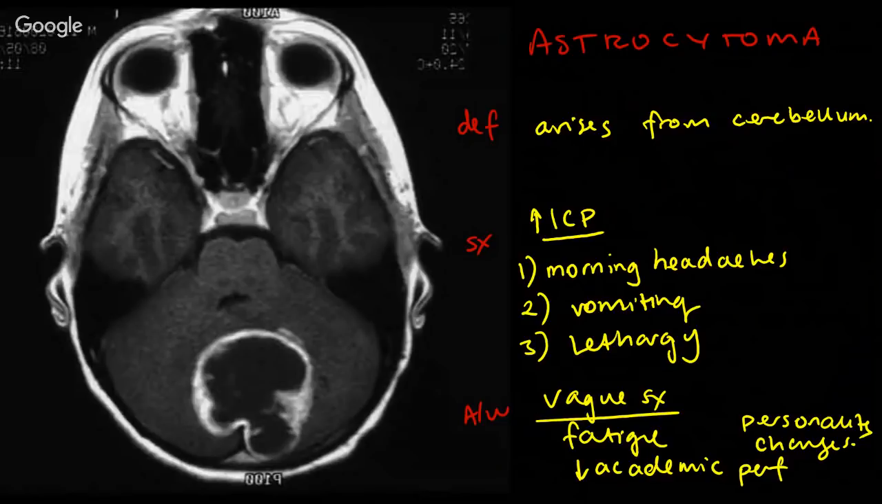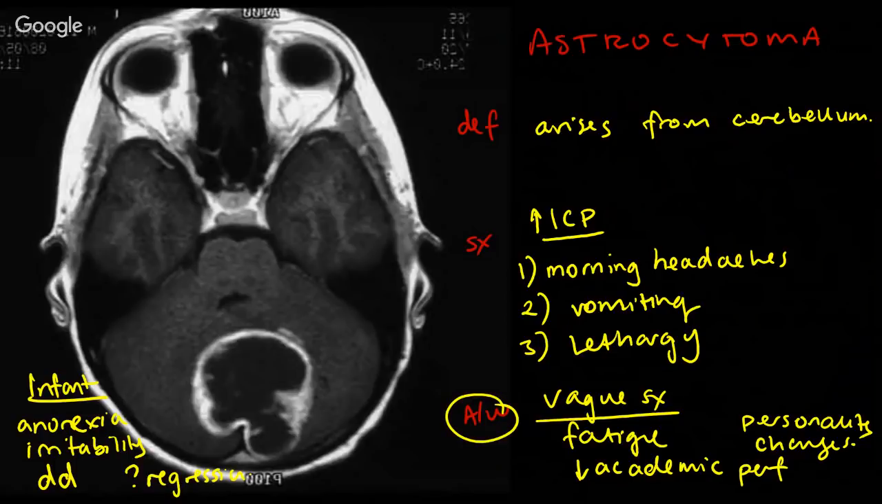In an infant, if you had an infant with these symptoms, then you'd have anorexia, so they wouldn't be eating, they'd be losing weight. You'd have irritability. You'd have developmental delay, and you might have regression. Then what is it associated with?